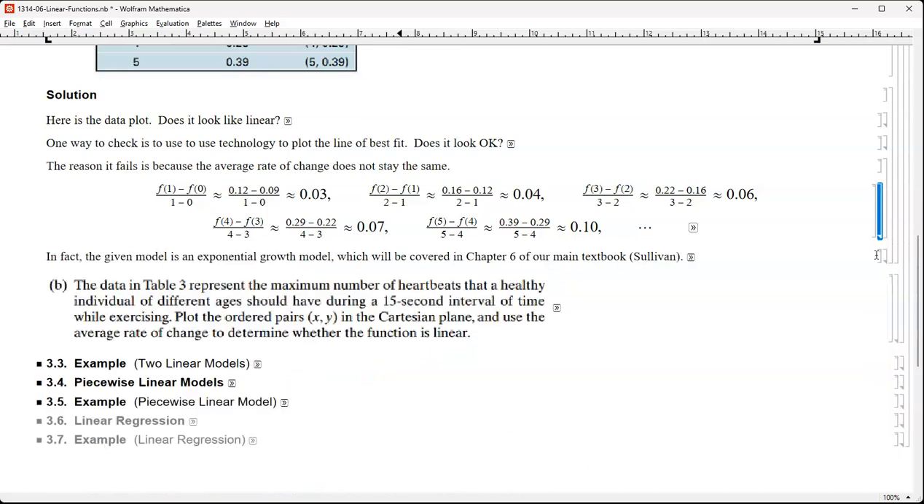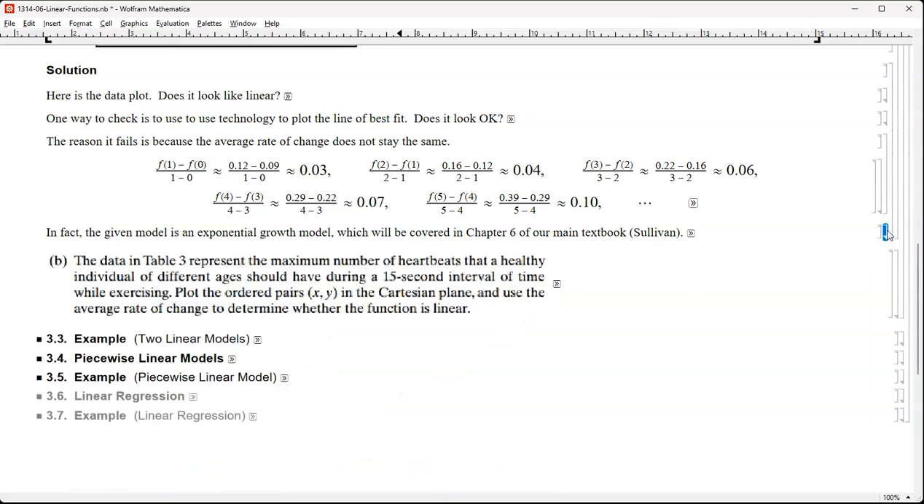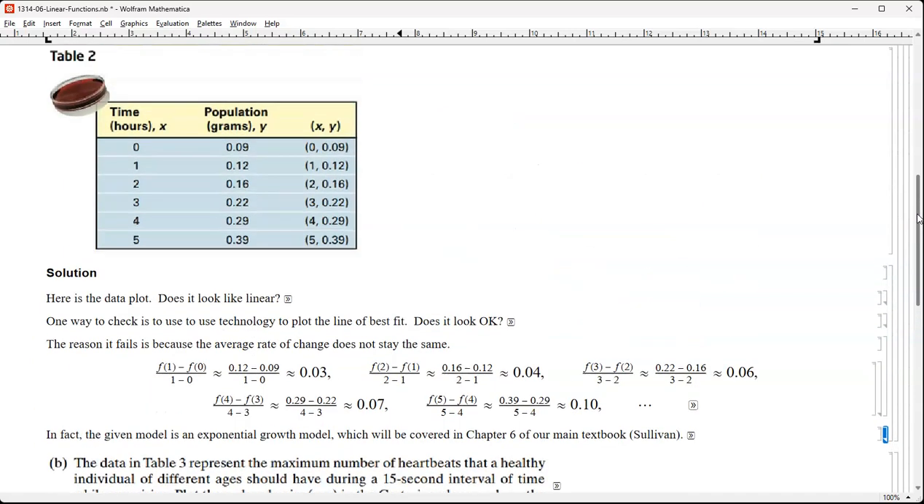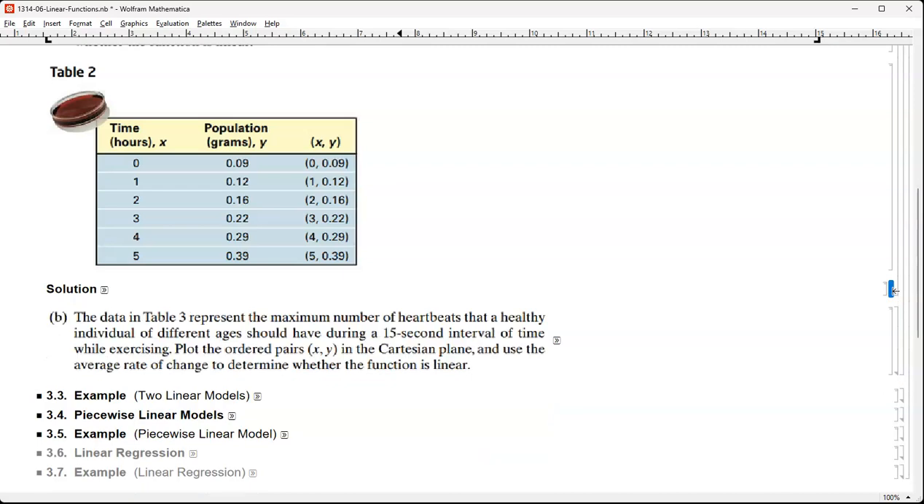In fact, this turns out to be an exponential model, and we can use an exponential fit like this, and that's something we're going to do in chapter 6 way later, according to this notebook series, lesson 13 and lesson 14, I think.